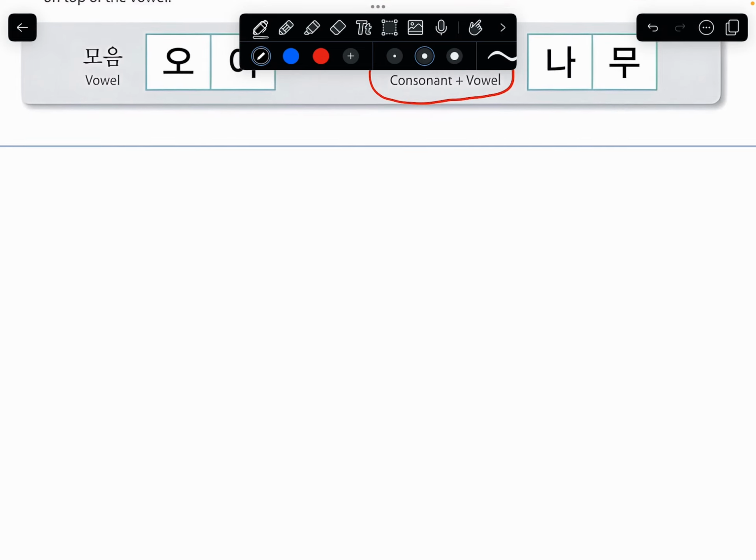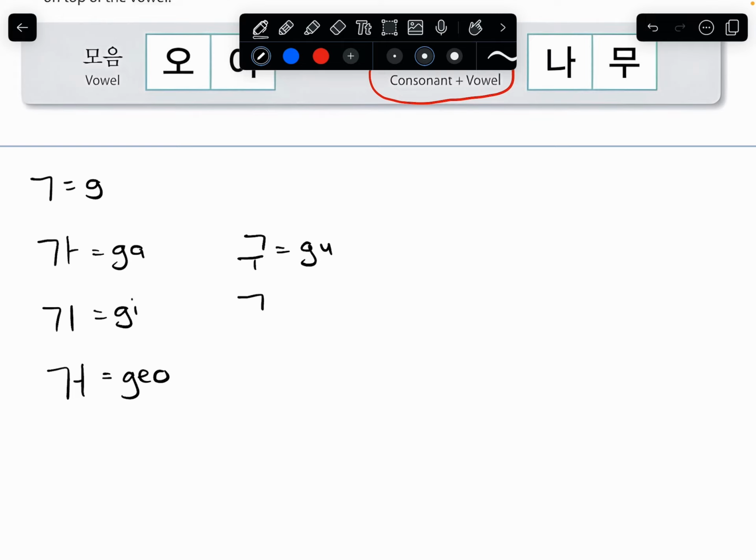For example, we have G. This is G, and then we have G plus A. G plus A is ga. G plus I is gi. G plus O is go. So ga, gi, go. And then we have G plus U become gu. G plus E become ge.